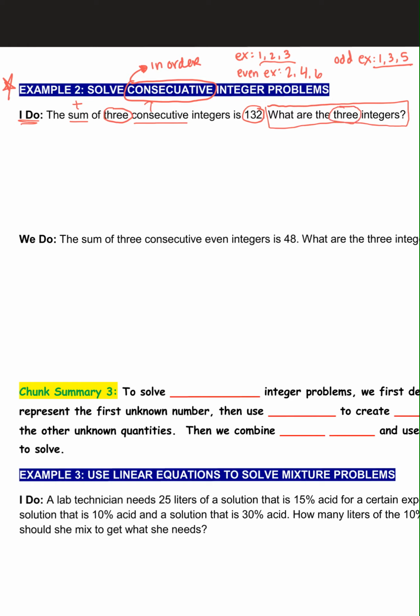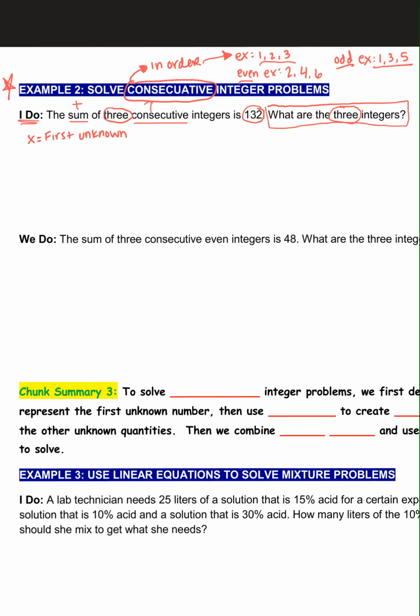So our first example, we're going to first define our variable. Our first unknown is whatever we want it to be. I'm going to let it be x. So x equals the first unknown. Now, this one's not saying consecutive even. It's not saying consecutive odd. It's just saying consecutive. So we're going to go for this sort of situation where it's 1, 2, 3.